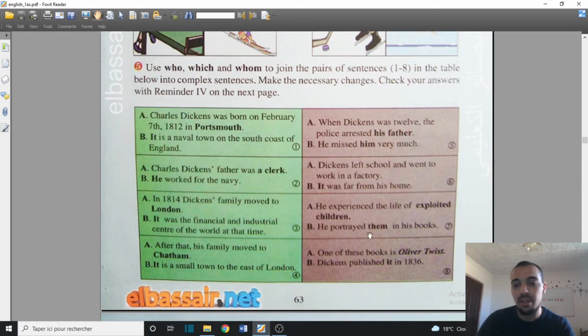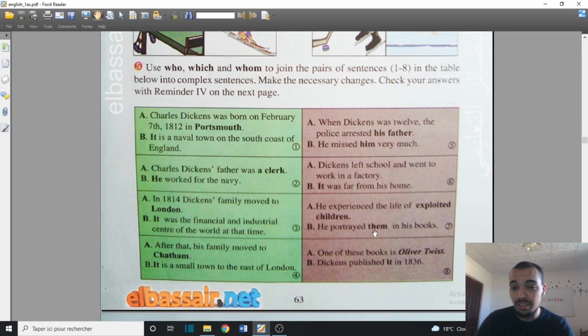However, here the repeated item is not "he." He experienced the life of exploited children, but I'm providing an explanation about exploited children, which are replaced here by them. So he portrayed them in his book.